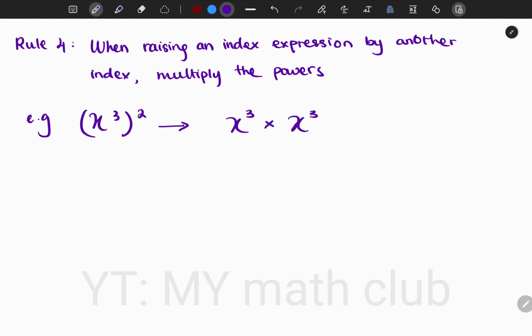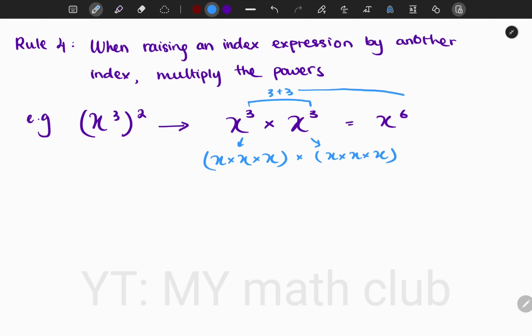And for the x cubed, similarly, the x is multiplied by itself 3 times, and finally we get x to the power of 6. Hopefully here you can see the first rule in action, where I added the powers together since they have the same base. So all of this shows you that if we multiply the powers together instead, we will get the same answer in the end, which is x raised to the power of 6.